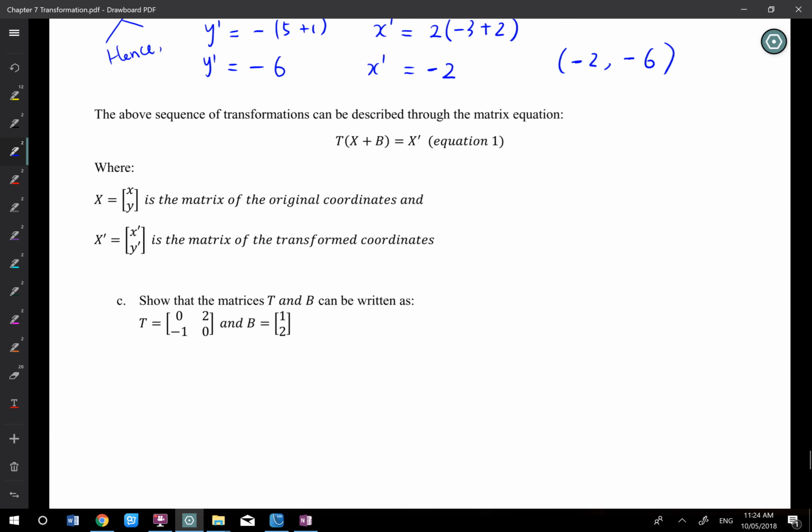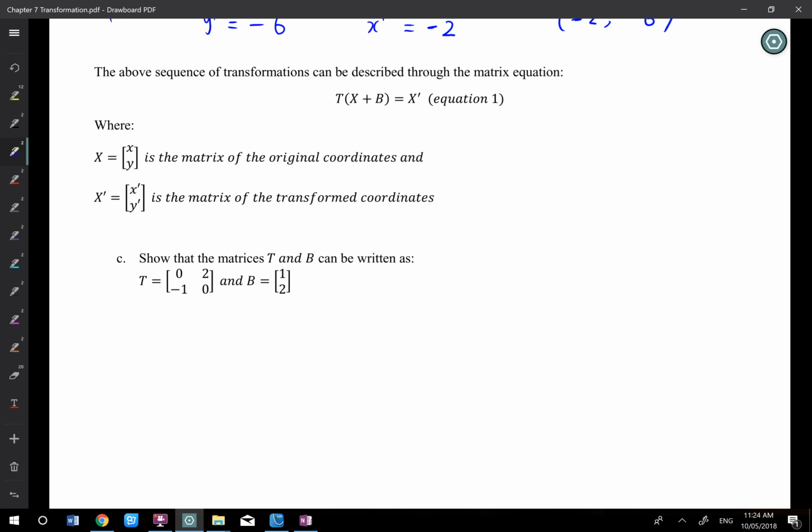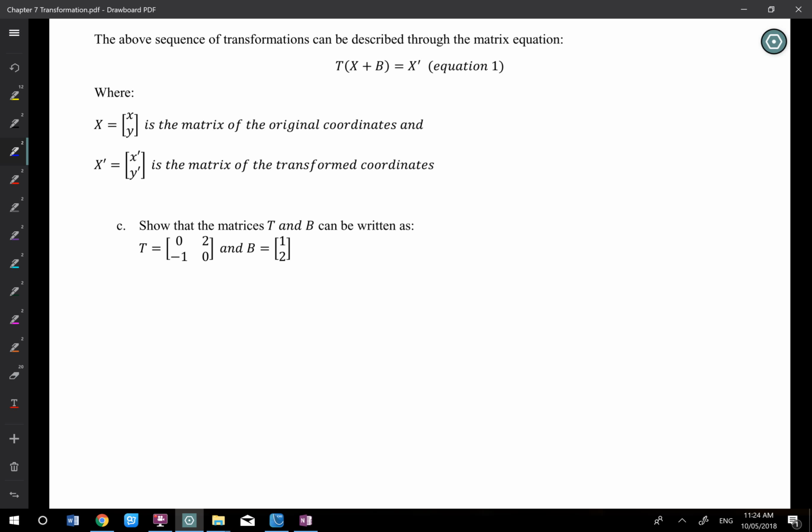Okay, let's have a look at the next one. Remember what's happening here. We had the translation first, 1 unit to the right and 2 units up. That's the first thing. And the second thing that happened is reflection in the y-axis, and then dilation by a factor of 2 from the x-axis, and then a reflection in the line y equals x.